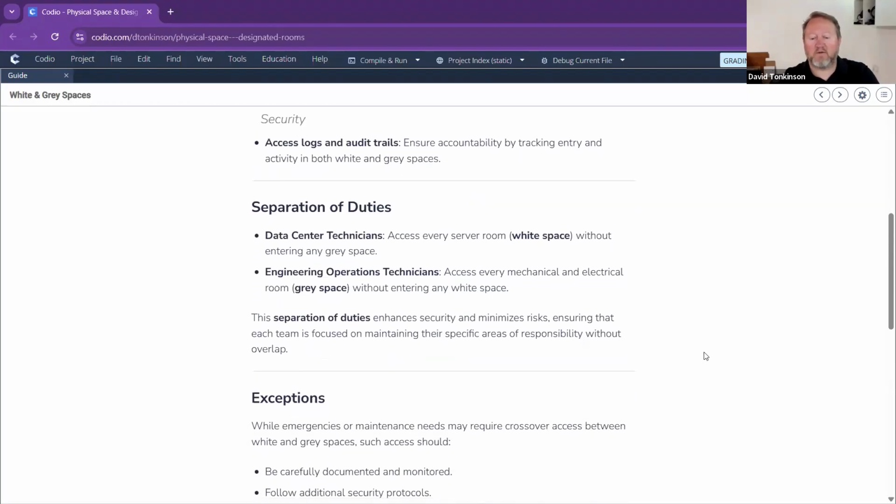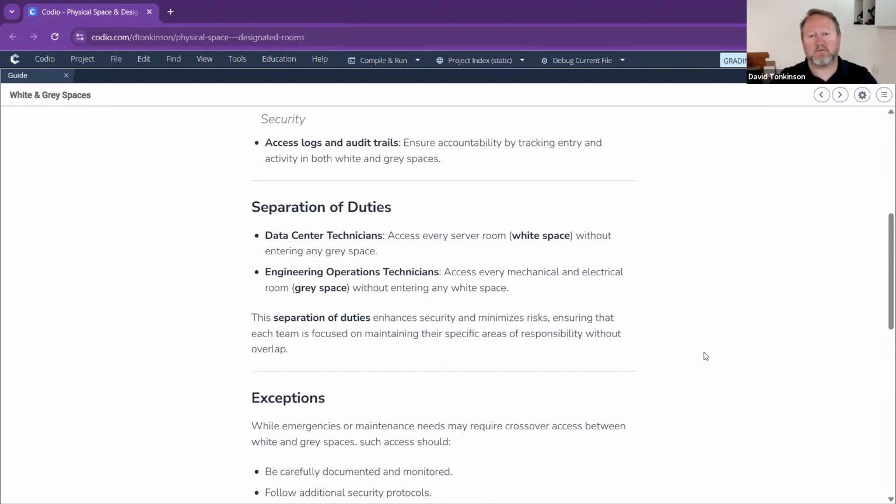Now, we did mention earlier that it also allows us to do the separation of duties. Data center technicians are allowed access to the white space without actually letting them into grey space. So again, we can give them particular roles, we can give them duties and we can assign these to them.